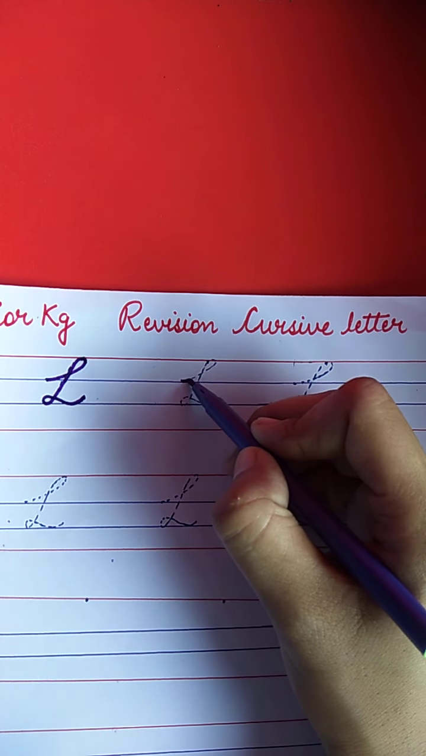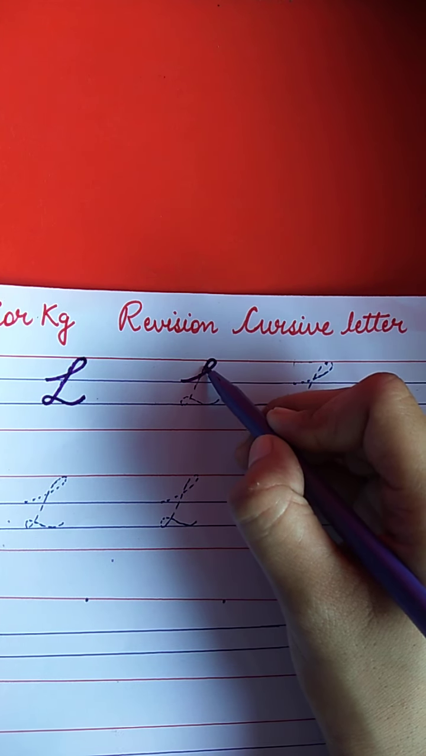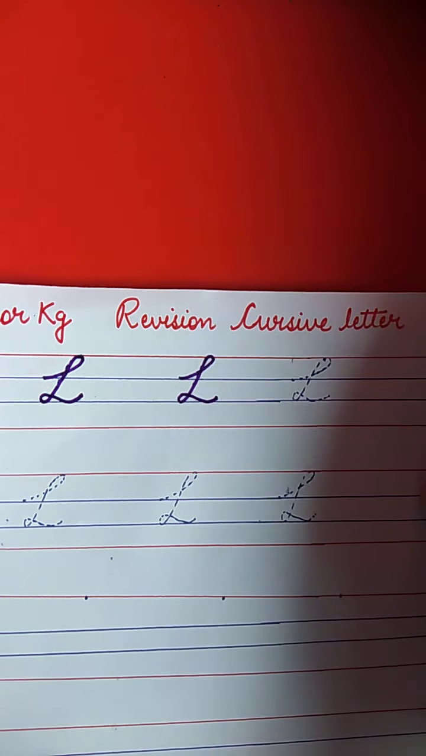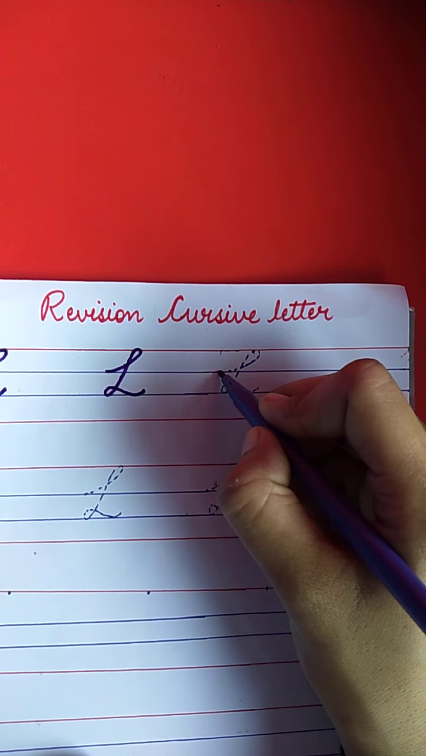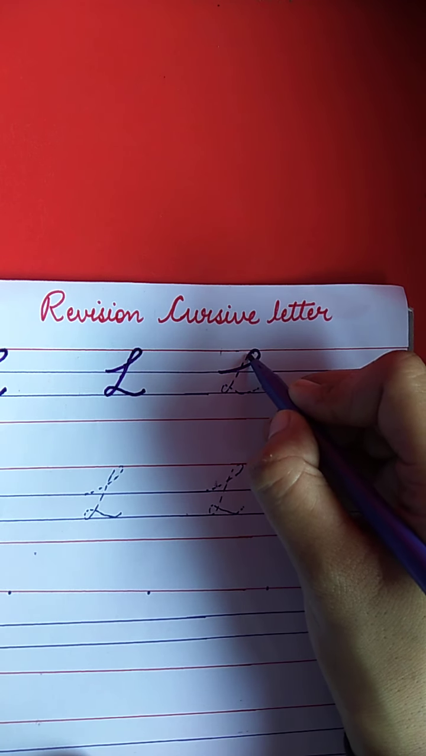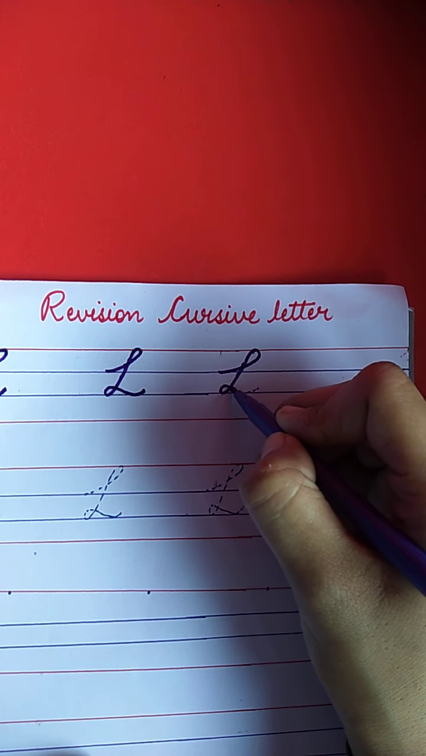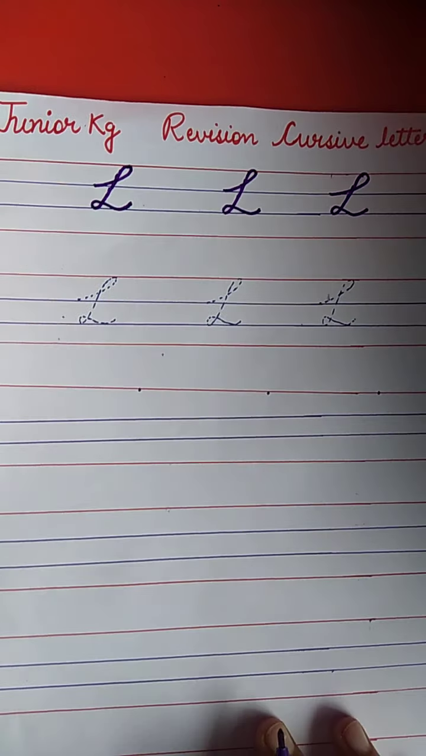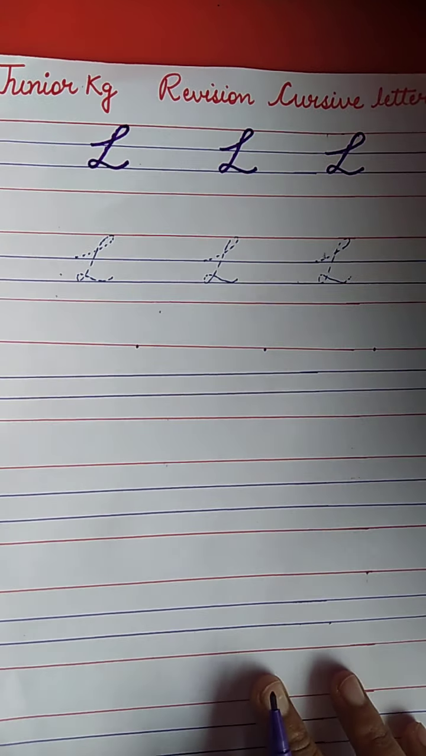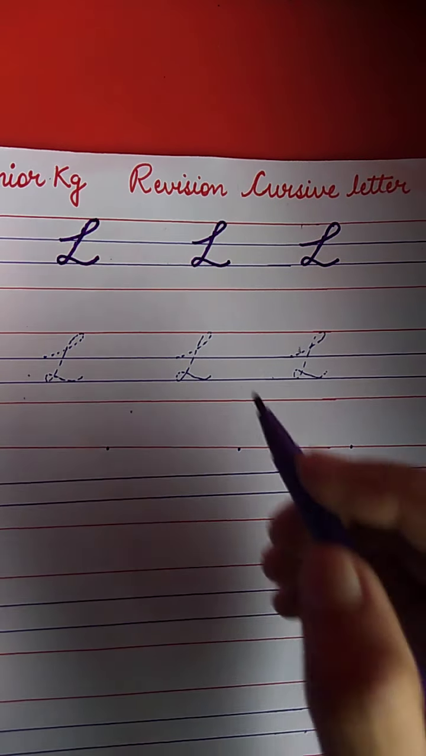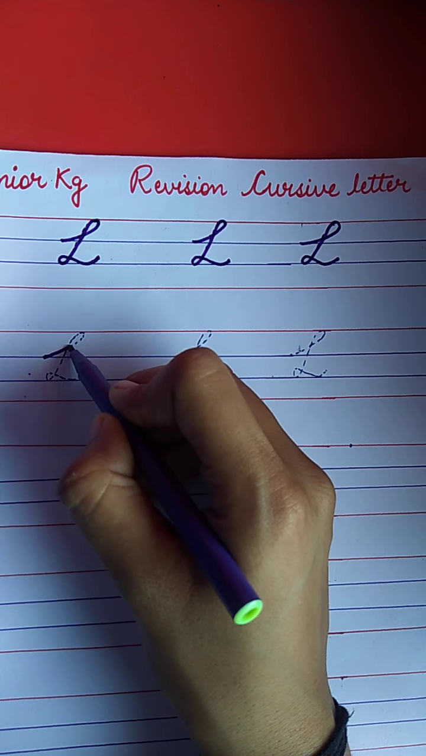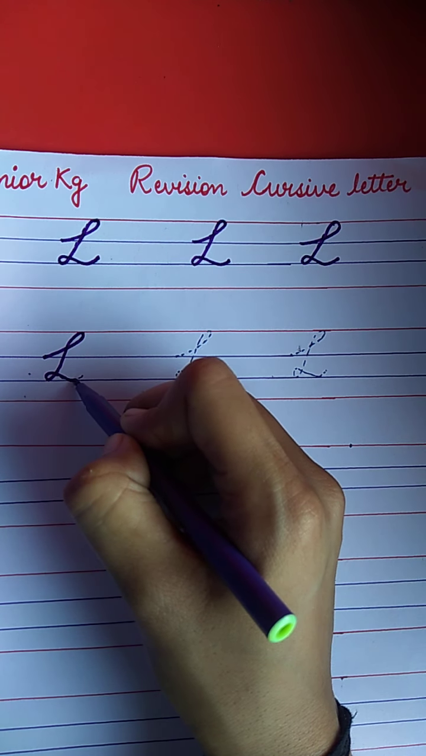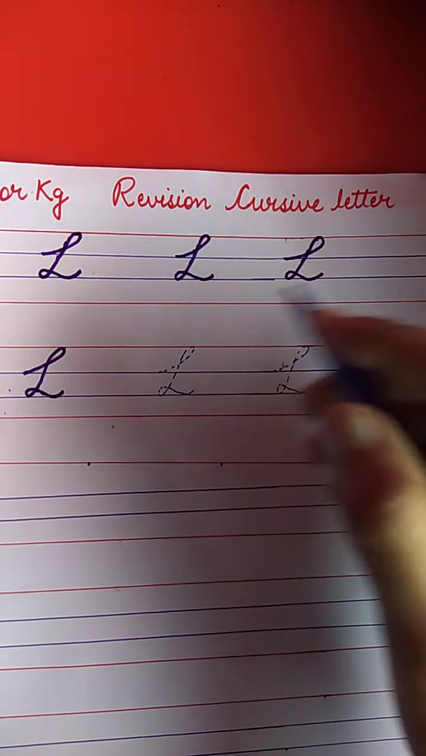One more time. L for lion. Curve, slanting line, loop, then again curve. This is letter L. One more time here. Curve, loop, slanting line, loop, then again curve. This is letter L. L for lion. What is the spelling of lion? L-I-O-N. Again, speak with me. L-I-O-N, lion.